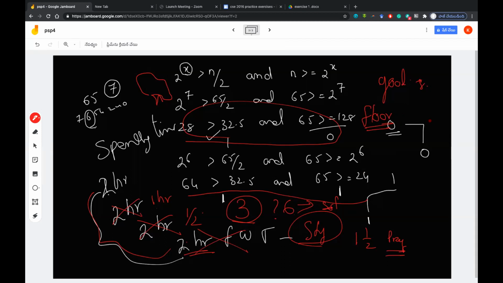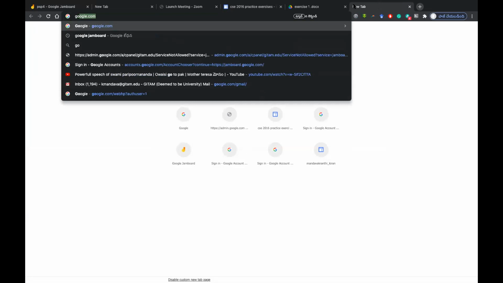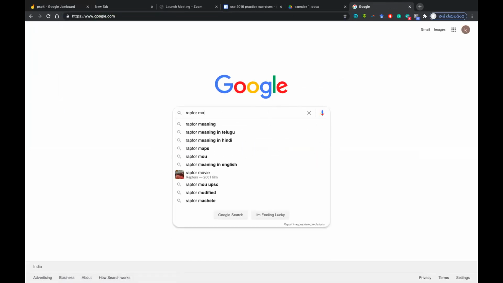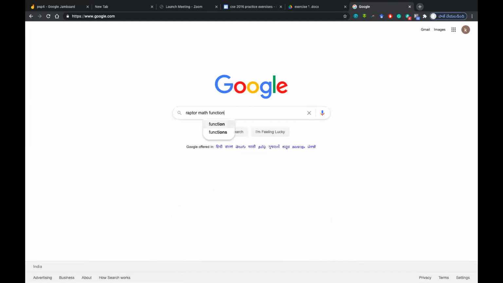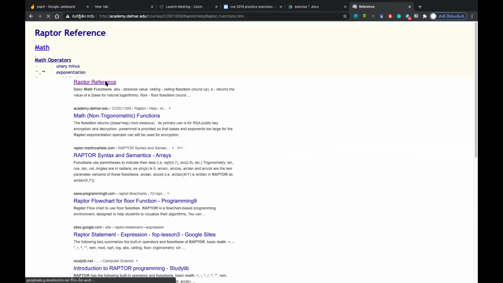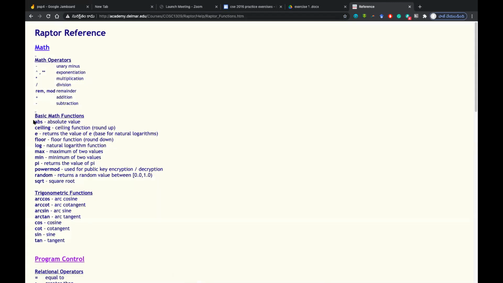Yeah, that's why I even said to you that day that people have to go to Google and search Raptor math functions. I even gave the hint, right? And you will find something. Here you can find floor, which says round.